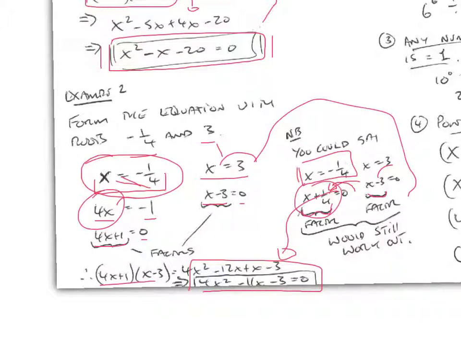And to not end up with a fraction in the equation, you'd end up multiplying everything by 4, and you would end up with this.